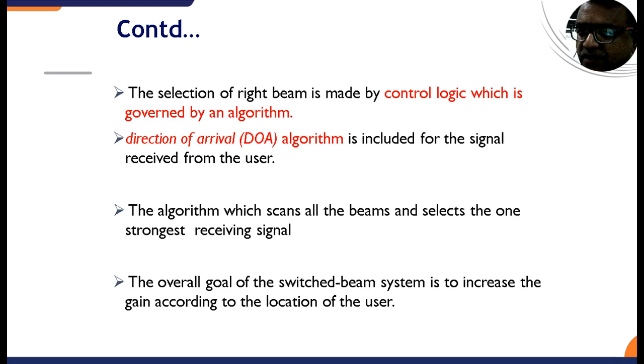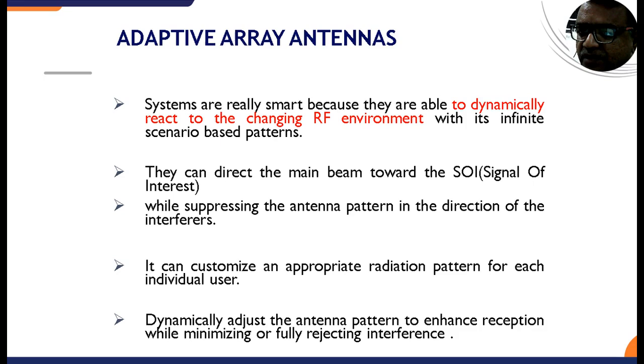A direction of arrival algorithm is included for the signal received from the user. This algorithm scans all the beams. When there is a stronger signal, it activates that particular beam. So the overall goal of the switched beam is to increase the gain according to the location of the user.